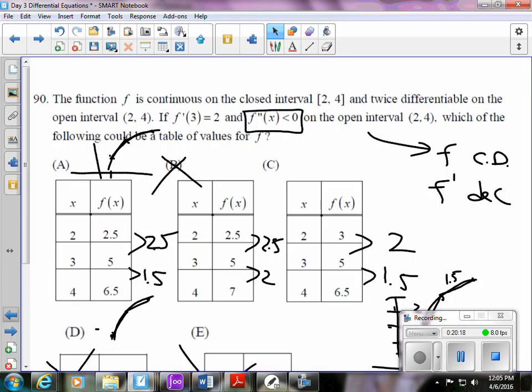This is a tough question, but this tells us there's a point between 2 and 3 where the slope's 2.5, and there's a point between 3 and 4 where the slope's 1.5. Well, yeah, at 3 it could be 2. That's right in there. So A is the best choice in this one.